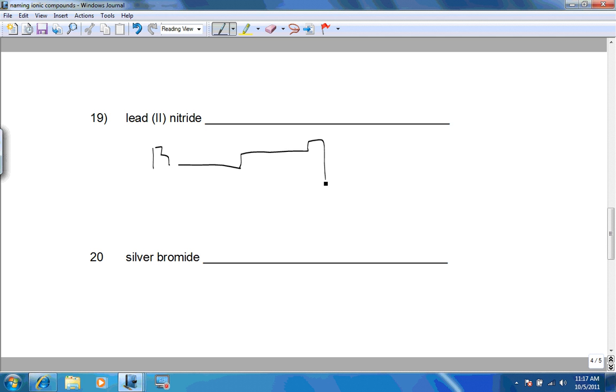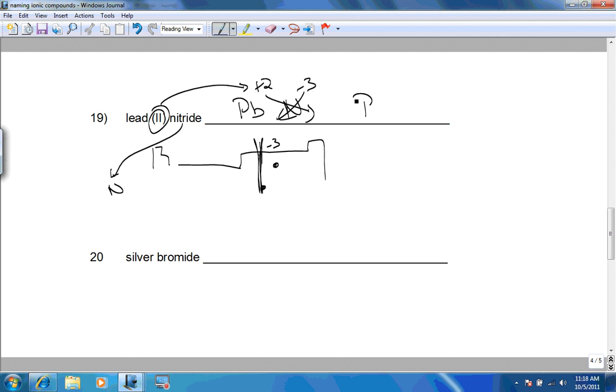Lead 2 nitride. Nitride is nitrogen with a charge, and that is right here as a -3 charge. Lead is down here. Notice that there's no charge in that row. That's because those charges change. That's why they had to give you the charge as a Roman numeral. So lead is Pb. That 2 means it's a +2 charge. Nitride is nitrogen with a -3 charge because of what row it's in. Crisscross it, it becomes Pb3N2.